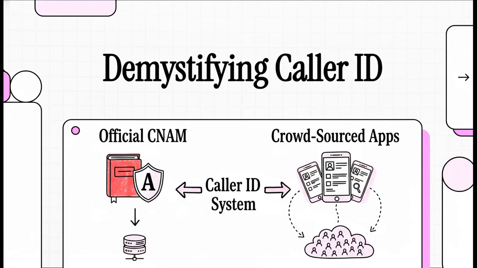Okay, so your phone rings. It's a number you have never seen before, but a name pops up anyway. How on earth does it know? Is it your phone company? Some kind of giant global directory? Let's unravel the surprisingly tricky world of caller ID.